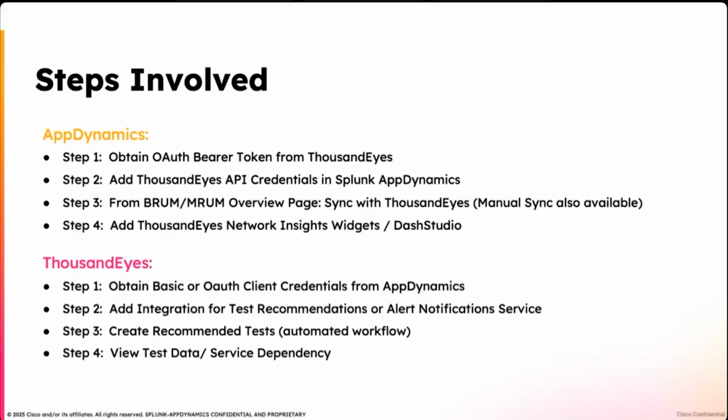These are the higher level steps involved. So let's start with AppDynamics. The first step would be to obtain an OAuth token from ThousandEyes. Since you are integrating AppDynamics with ThousandEyes, you need to get the token from ThousandEyes. We support OAuth, and then you go into the admin page of AppDynamics, where there is a ThousandEyes integration page where you give the token and enable the integration.